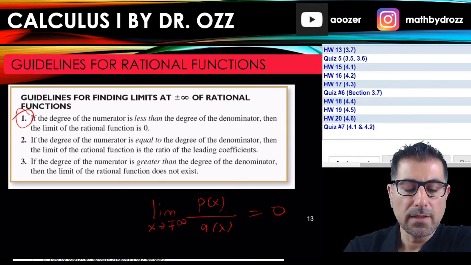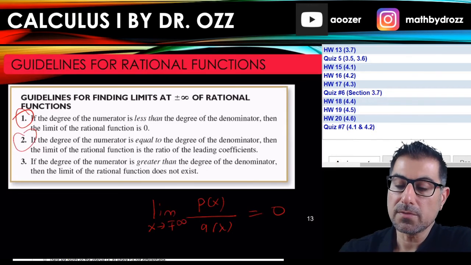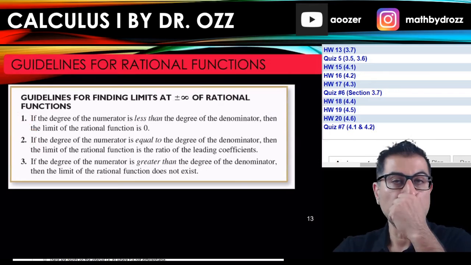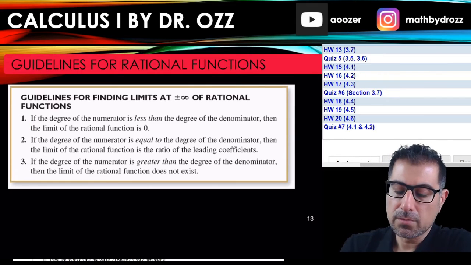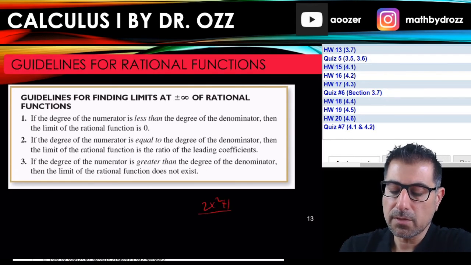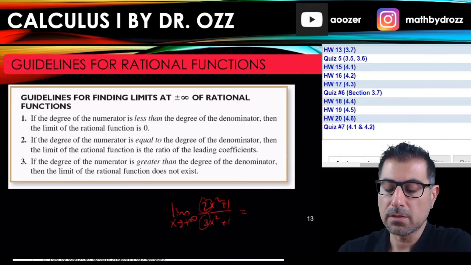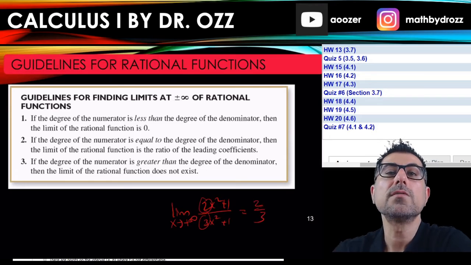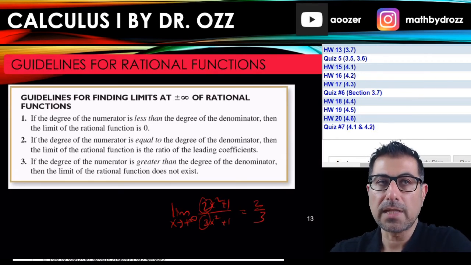And in the second case, if the degree of the numerator is equal to the degree of the denominator, then the limit of the rational function is going to be the ratio of the leading coefficients of the numerator and denominator. So let's say you have 2x squared plus 1 divided by 3x squared plus 1. As x approaches plus infinity, the leading coefficients are 2 and 3, so the ratio is going to be 2 over 3. So that's the limit value. In fact, y equals 2 over 3 in this case is going to be the horizontal asymptote.